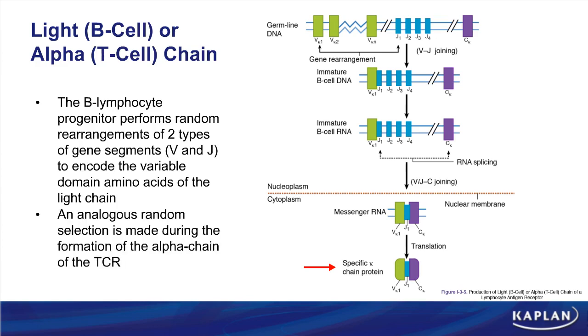Just like we talked about in the heavy chains, where the beta chain of the T cell receptor is analogous to the heavy chain, the alpha chain of the T cell receptor is analogous to the light chain.